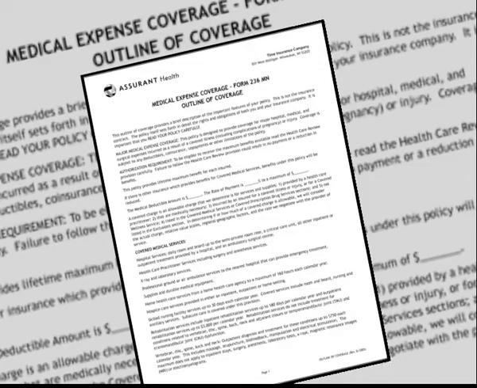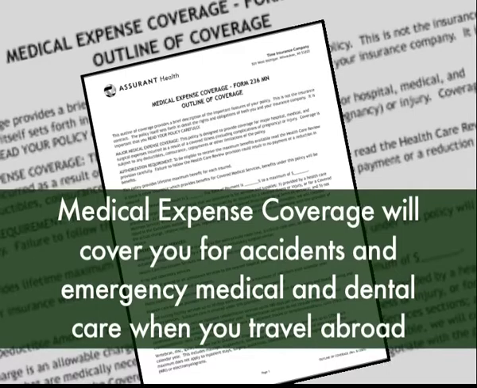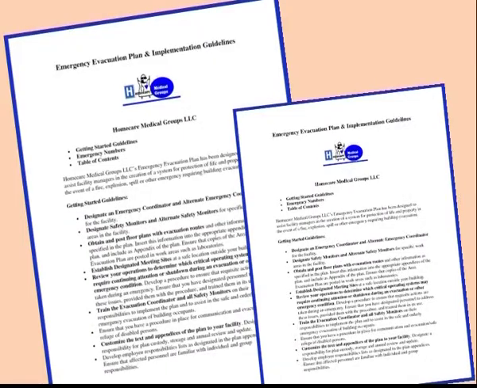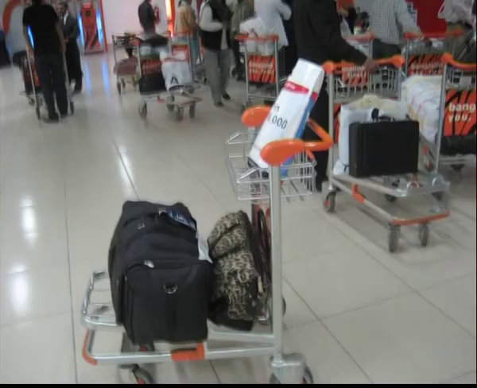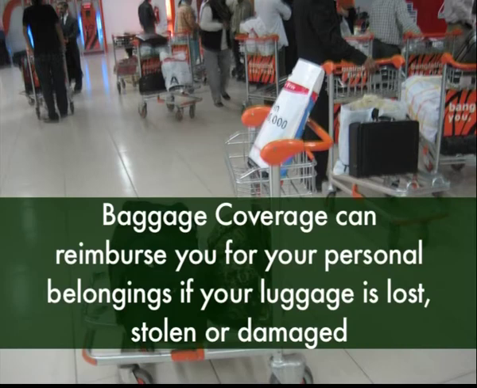Medical expense coverage will cover you for accidents and emergency medical and dental care when you travel abroad. Emergency evacuation coverage will pay for emergency evacuation expenses such as airlifts and medically equipped flights back home, and oftentimes will transport you to the hospital of your choice. Baggage coverage can reimburse you for your personal belongings if your luggage is lost, stolen, or damaged.